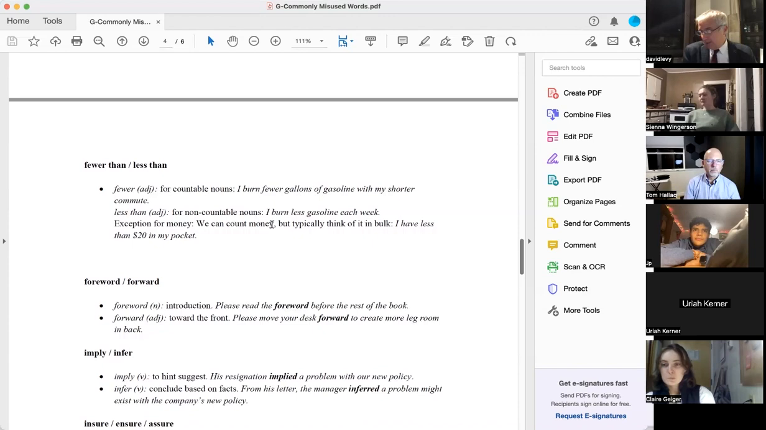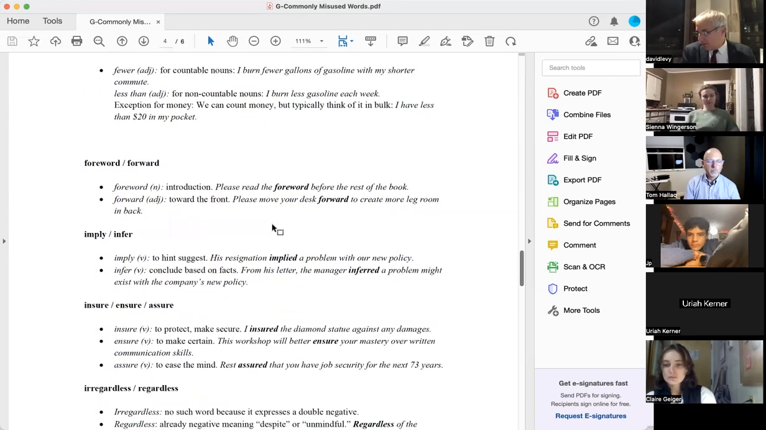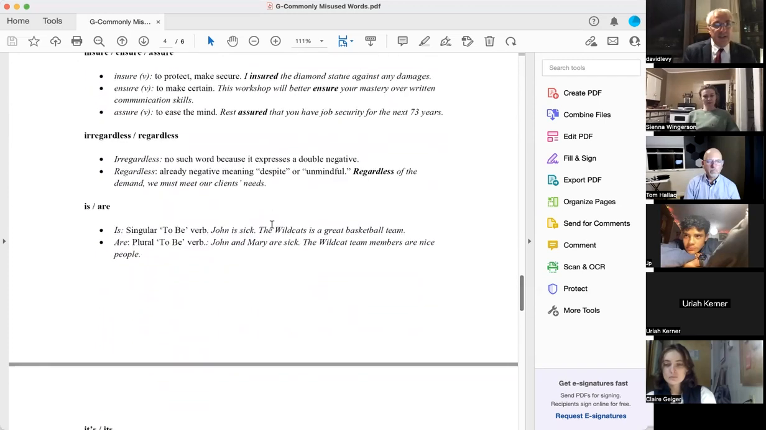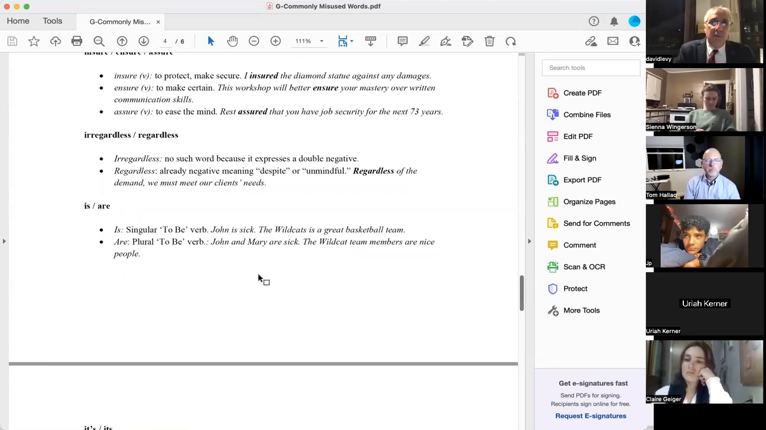And then the other one that we had was is and are. So both of these are forms of the verb to be, and is is a singular form of the verb, and are is plural. John is sick. And when we speak, we understand this. Okay. John is sick. But here's something that gives a lot of people trouble. Wildcats is a great basketball team. Wildcats, that's the name of the team.